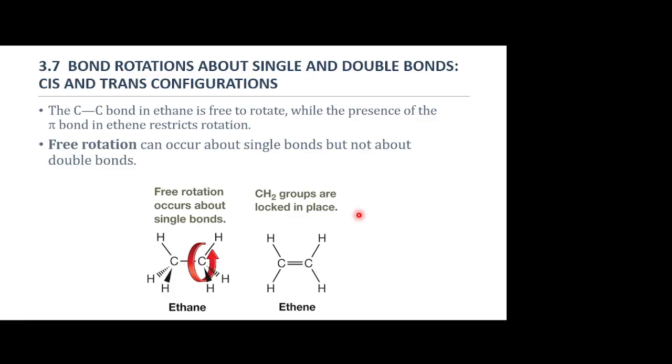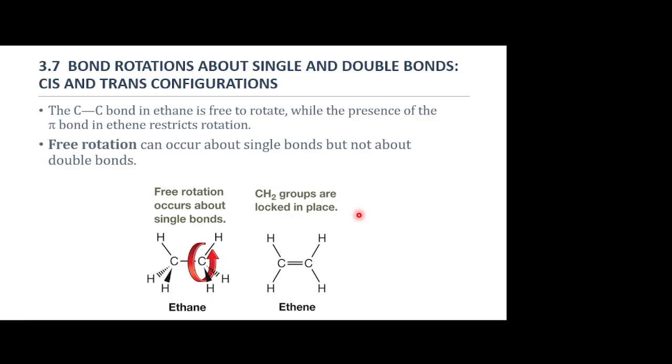Now let's talk about bond rotations. When I have a double bond, can I rotate around it? No, not really, right? I can't actually rotate. What if I have a single bond? Can I rotate? Yeah, I can fully rotate.